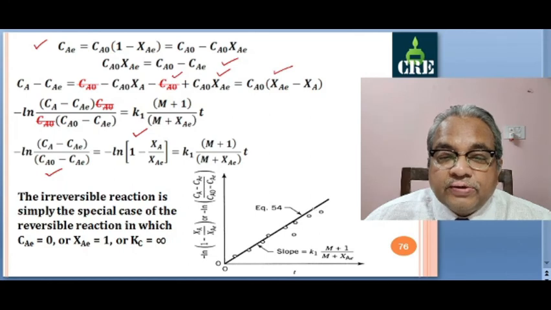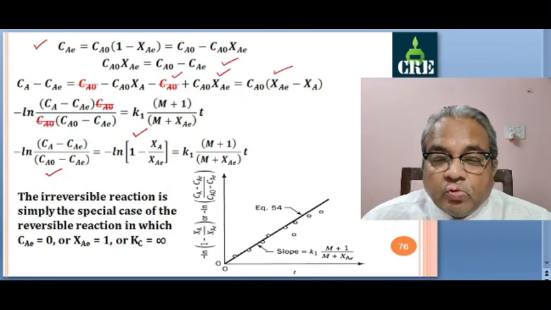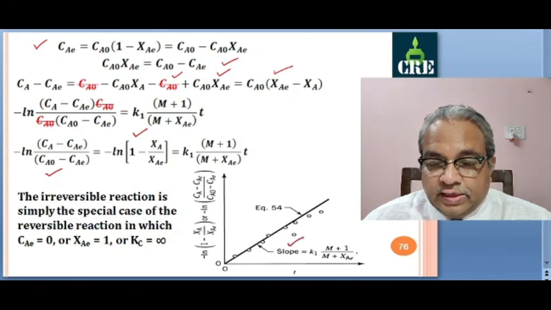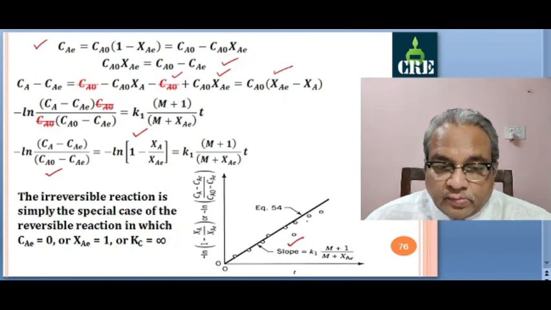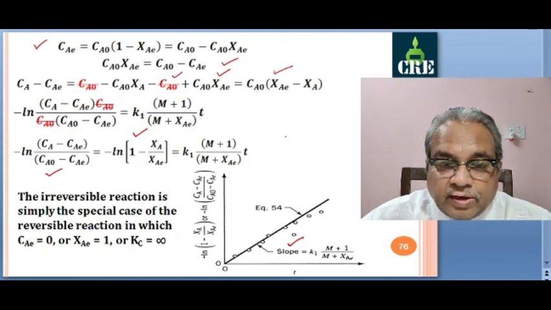So you will plot your points for different values of t. XAE is constant, M is constant. For different values of XA, you evaluate these terms, and what you get is the slope m, and m is this complete value K1 into M plus 1 divided by M plus XAE. So once you know the value of the slope, M is known, XAE is known, you can easily calculate K1 and you can write the rate law.